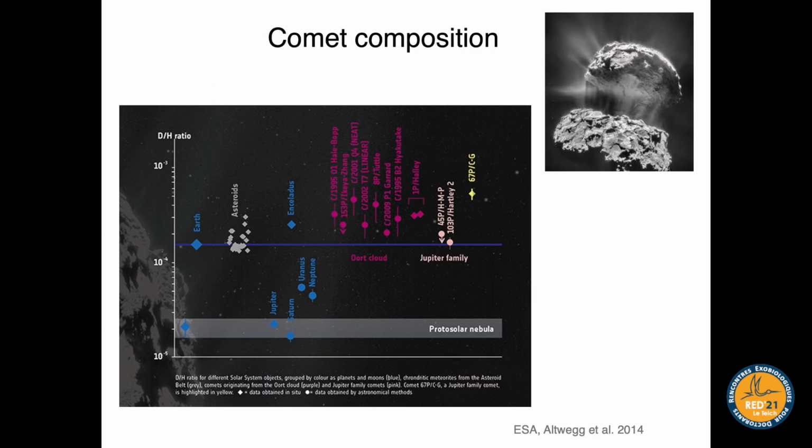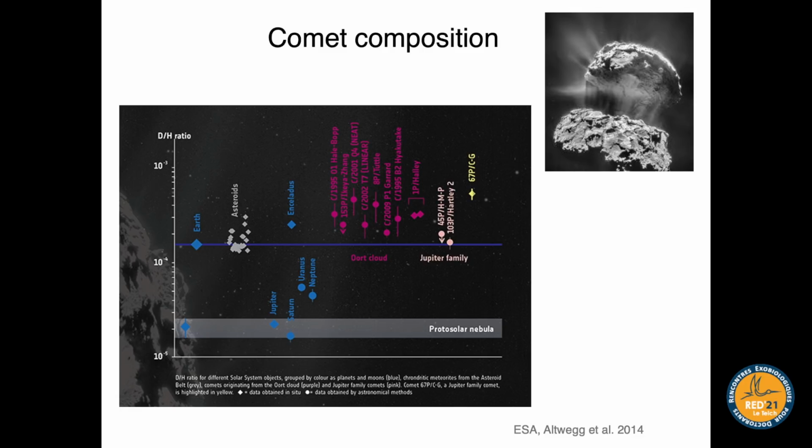It has been suggested for a long time and by numerous studies that comets could have contributed to bringing some water to the Earth's surface. And that was one of the scientific questions of the recent Rosetta mission from the European Space Agency. And this is one of the results they published.